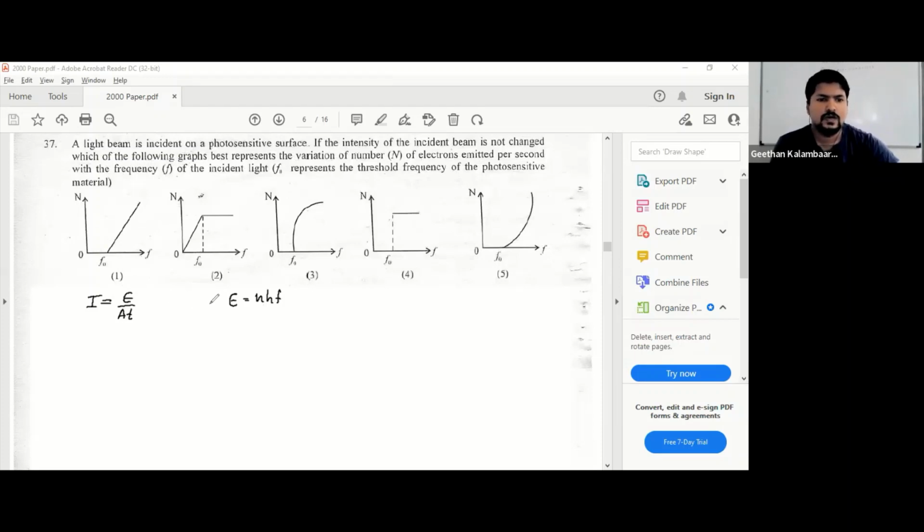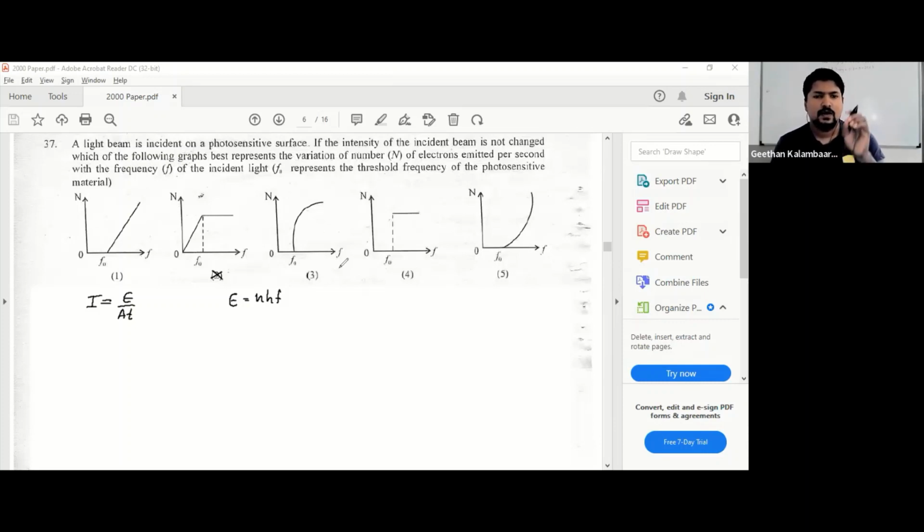So how do you find the answer here? They want us to find number of electrons emitted per second. So when the frequency of the wave is less than the threshold frequency, there will be no electrons emitted. So definitely this one is wrong. There will be no electrons emitted when the frequency is less.